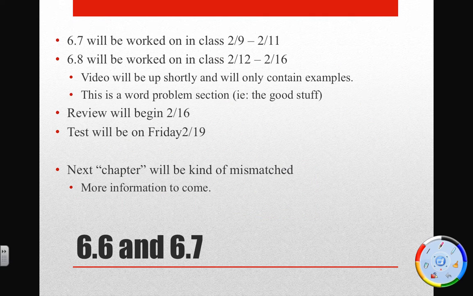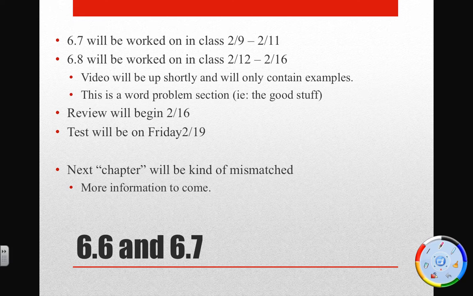What I do have here is an outline for the next 2 weeks, just so you guys are well informed. We will be working on 6.7 Tuesday and Wednesday, or Tuesday and Thursday, depending on your class. 6.8 will be Friday and Tuesday, because there's no school Monday. I will get the video for that out shortly, because it won't take very long. All it will be are examples of the word problems, because this is a fully word problem section, with good examples of where trig is used in the real world.